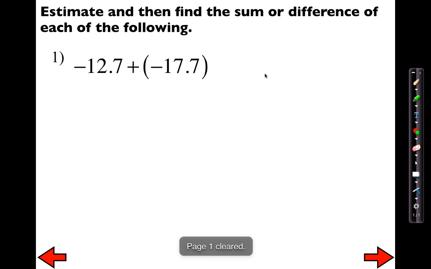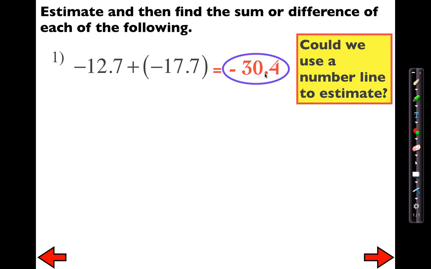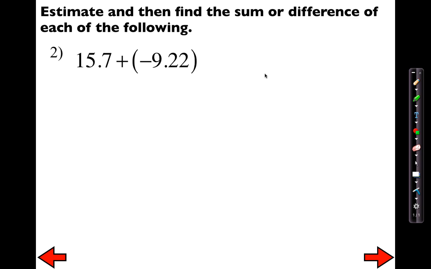Okay, so let me just try one more with you, and then you can try one by yourself. Here we have 15 and 7/10 plus -9 and 22/100. So first of all, my answer should definitely be positive, and I would expect it to be around 6. I want my answer to be somewhere around there. If I get like 24 or something like that, I know something's wrong. So here I do see there's more positives, so I'm going to go ahead and say there's 15 and 7/10 positives. And so I know my answer right away is positive.